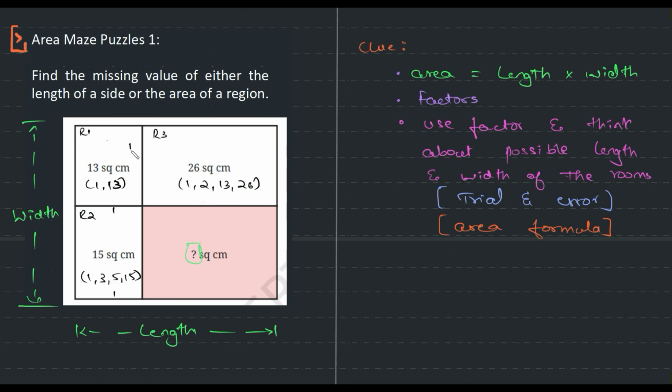So all good. Let me use red, I guess. So this is 1. This is 13. And because this is 13, to get 26, this has to be 2. And here, because this is 1, this has to be 15. And finally, we have 15 into 2. This is 30 square centimeter. Okay, that's the only possibility.